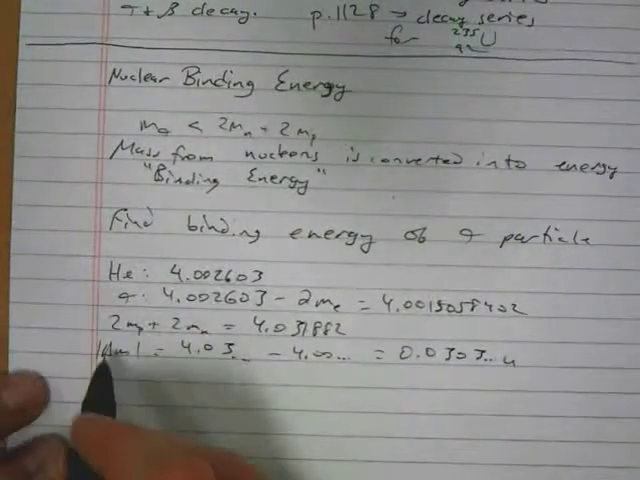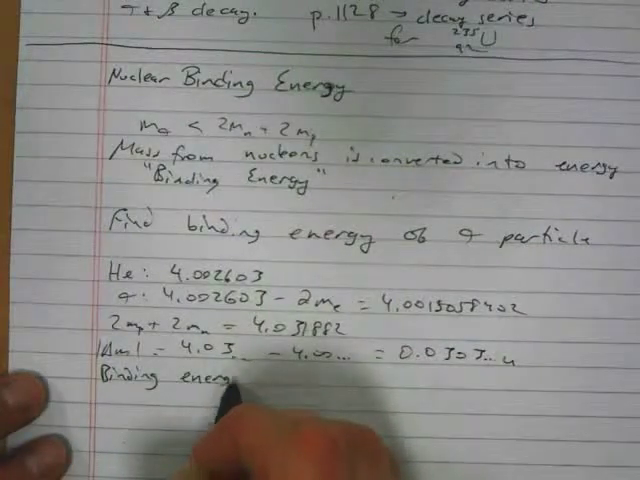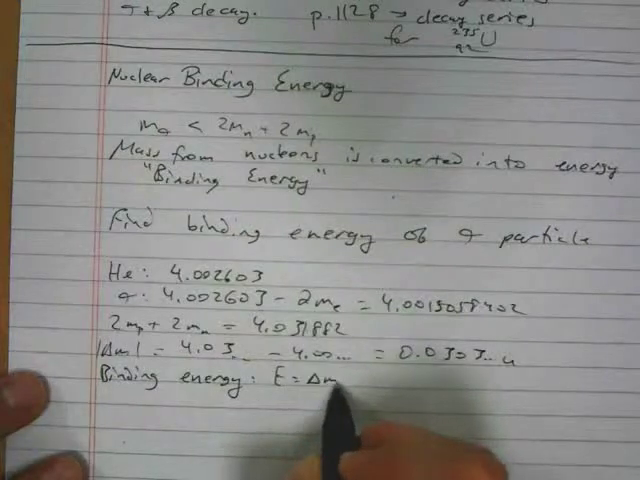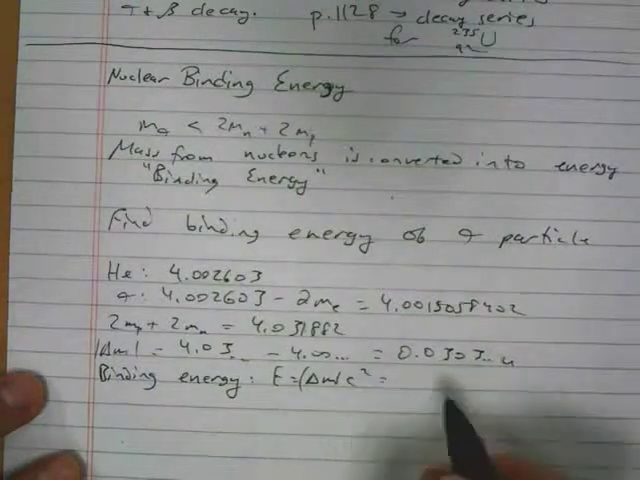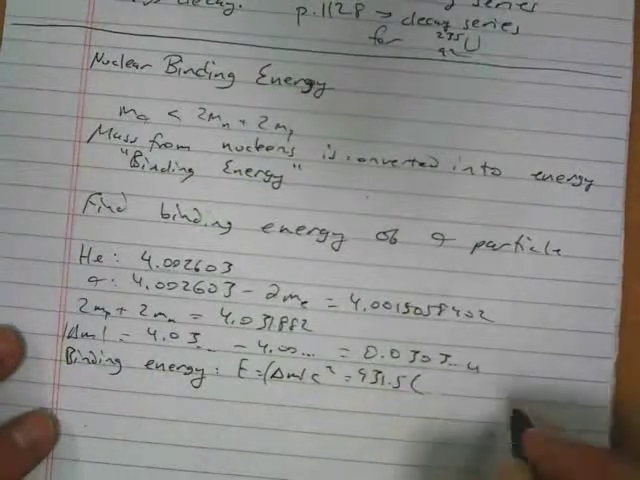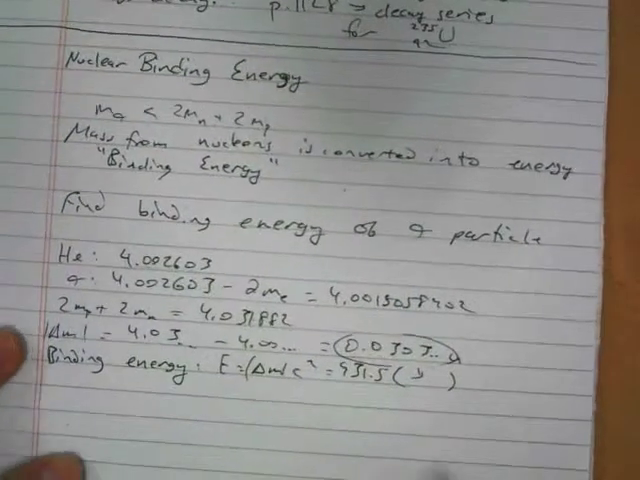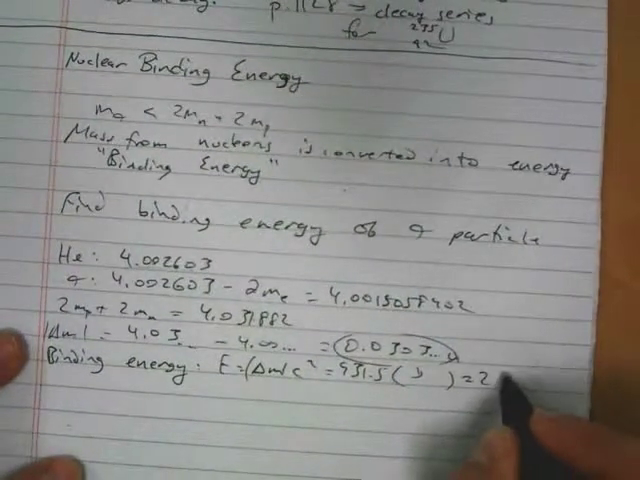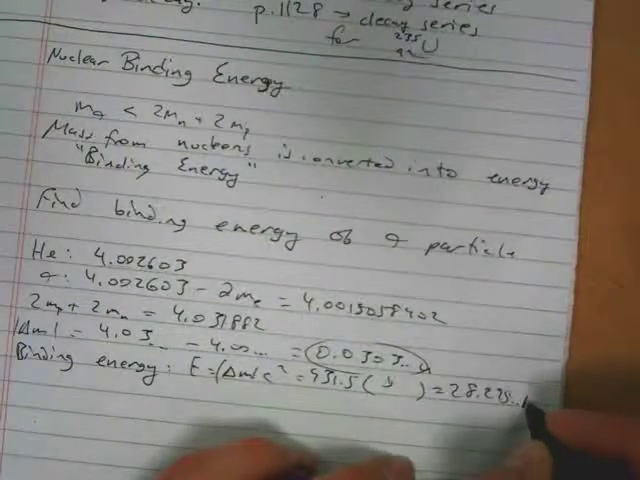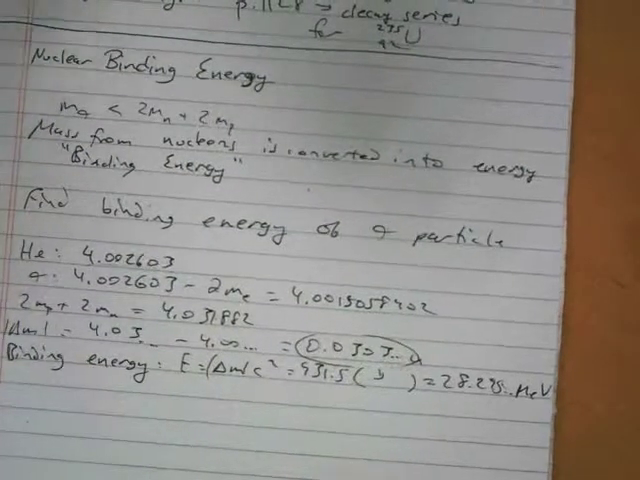The binding energy then, that is how much mass is converted into energy, is just delta M times C squared, which is 931.5 times this value from up here, and that comes out to 28.295, etc., mega electron volts. So that's how we find binding energy.